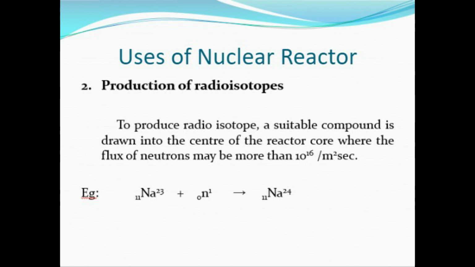Production of radioisotopes. Nuclear reactors are useful in producing a large number of radioisotopes. To produce radioisotope, a suitable compound is drawn into the center of the reaction core, where the flux of neutrons may be more than 10^16 per meter square per second. Sodium-24 is manufactured from sodium-23 by colliding with the neutrons. Sodium-23 captures neutrons to form sodium-24.